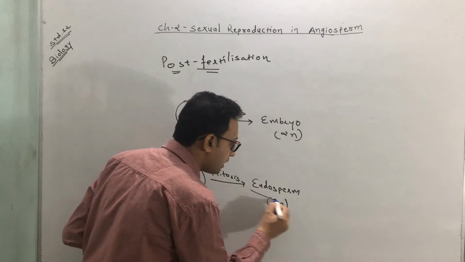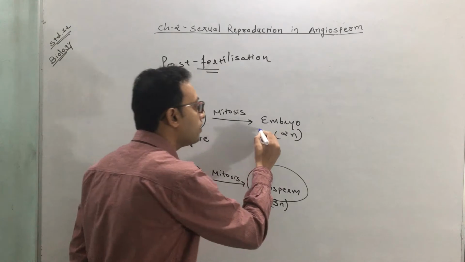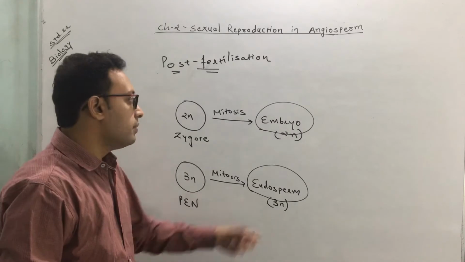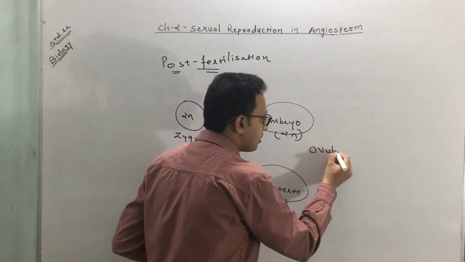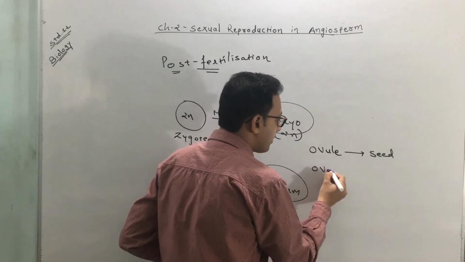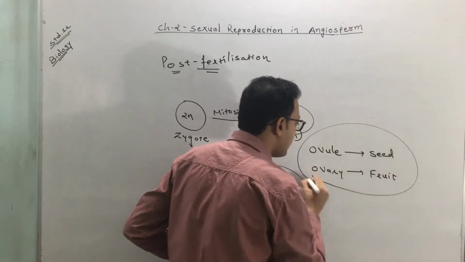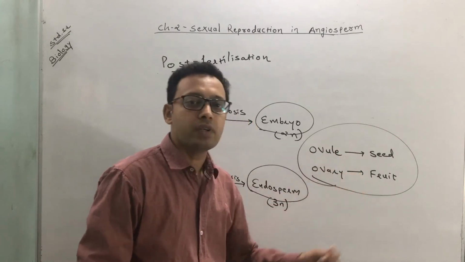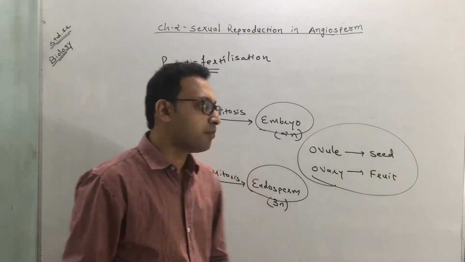Today we have to see how the endosperm is formed from the primary endosperm nucleus and how the embryo is formed from the zygote. Apart from these events, after fertilization the ovule gets converted into a seed and the ovary converts into a fruit. These are also post-fertilization events. So ultimately these four events occur after fertilization in a flowering plant.